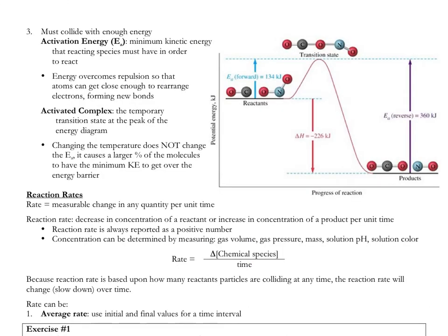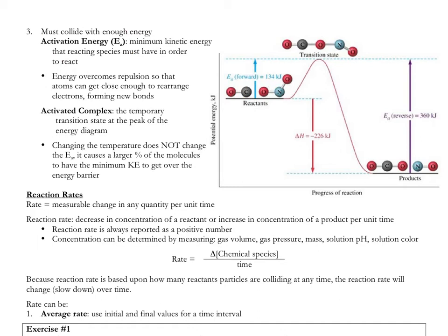And the last thing here that must happen is they have to collide correctly, they have to collide with enough energy. We've already talked about the term activation energy when we were looking at temperature, but the definition here is how hard they have to collide. The reason they have to collide with a certain amount of speed is that we've got protons and electrons here.